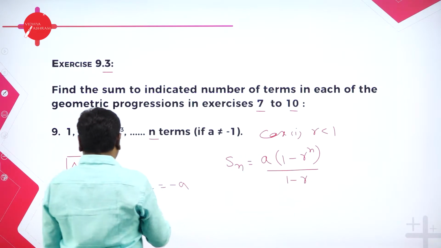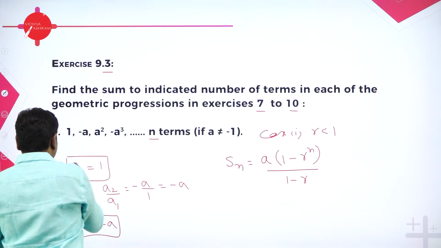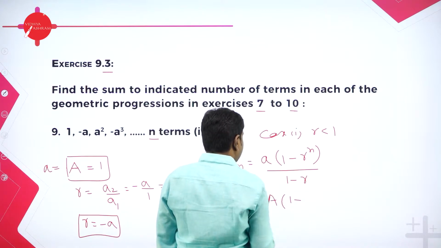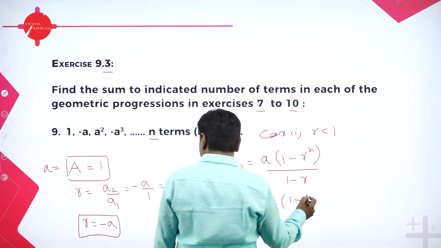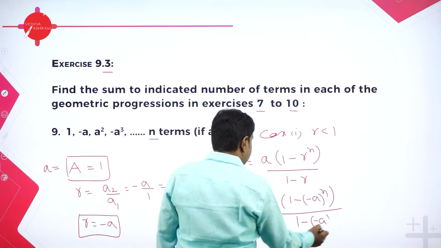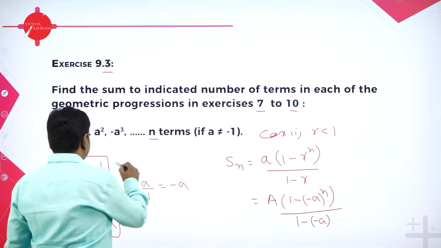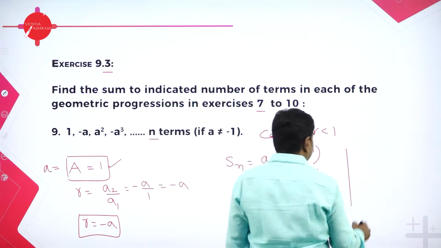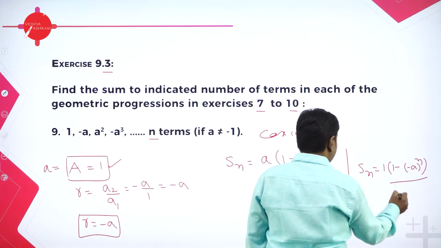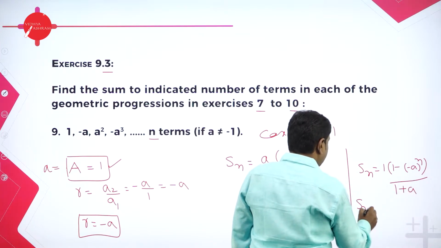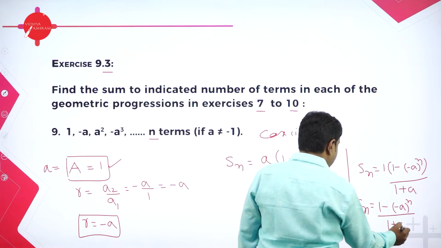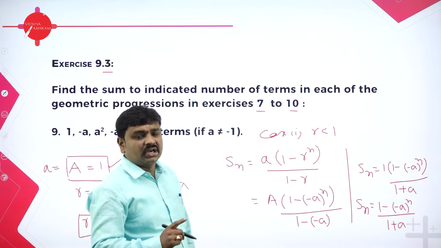Dear students, here in this problem, small a is the first term, we are assuming it as capital A. Instead of small a, we will write capital A into 1 minus r power n, where r is minus a, so minus a power n, divided by 1 minus r. See, capital A is the first term, and the first term I am taking as 1. So Sn becomes 1 into 1 minus a power n divided by 1 minus of minus a, which is 1 plus a. So the sum of n terms is 1 into anything is the same, 1 minus a power n divided by 1 plus a, when I take case 1. What is case 1? r is less than 1.